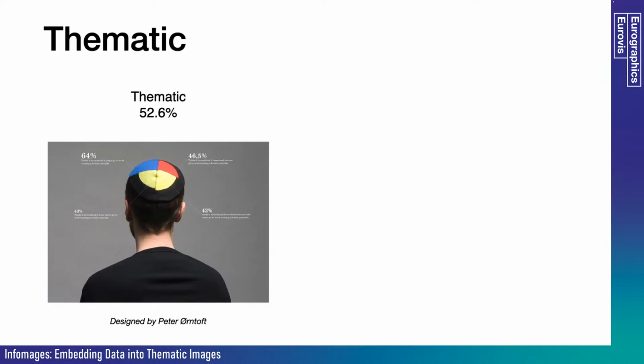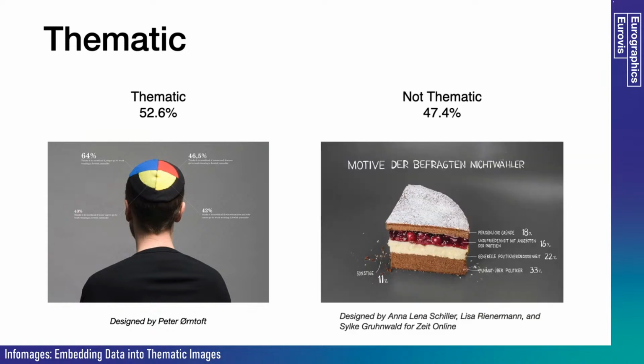Finally, we examined if the graphics we collected contain thematic backgrounds. 52.6% of the graphics use thematic backgrounds. For example, this graphic is thematic since it shows the data about the perception of religious symbols at the workplace. On the other hand, 47.4% of the graphics did not use thematic backgrounds. For example, here a piece of cake is used to show data about the reasons for not casting a vote in an election.